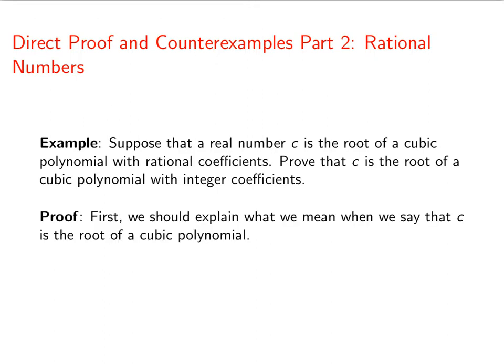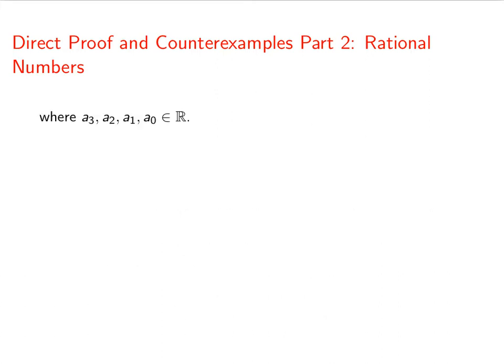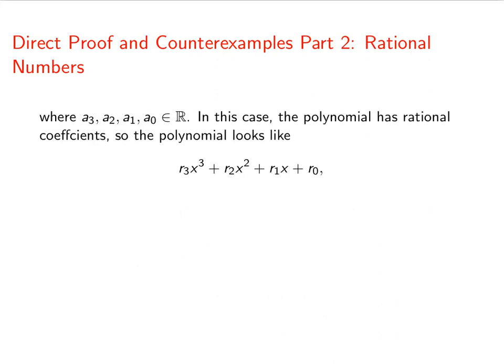Now, first we ought to explain what we mean when we say that c is the root of a cubic polynomial. So a cubic polynomial is of this form: a3x cubed plus a2x squared plus a1x plus a naught, and the coefficients are real numbers. Now in this case, we're specifically talking about polynomials with rational coefficients, so the polynomial looks like r3x cubed plus r2x squared plus r1x plus r0, where all these coefficients are rational numbers.